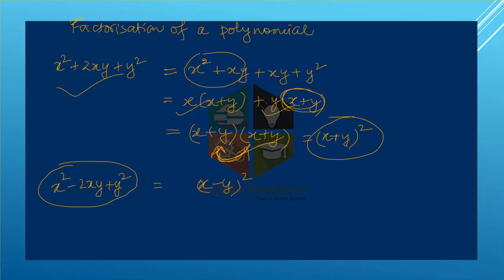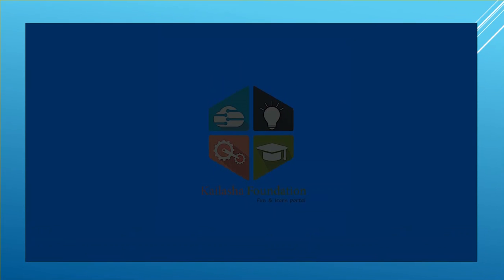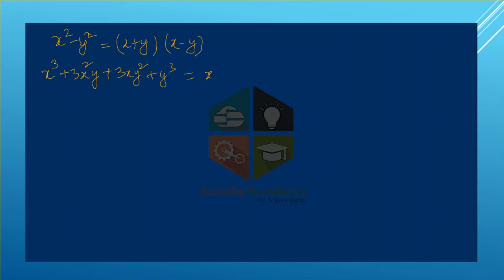So some basic algebraic identities: two of those I just told you, and thereafter x square minus y square can be written as x plus y into x minus y. x cube plus 3x square y plus 3xy square plus y cube can be written as x plus y whole cube. x cube minus 3x square y plus 3xy square minus y cube can be written as x minus y whole cube.